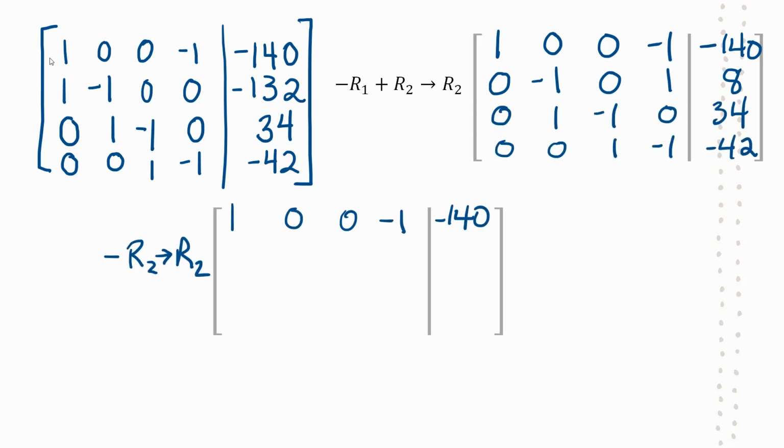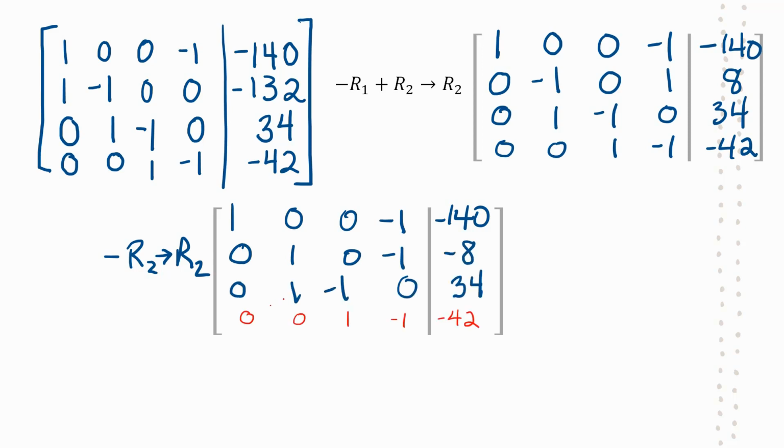So we want to have a positive 1 for that leading one in the second row. So we're just going to multiply the second row by negative 1 and make that our new row 2. So that would just be 0, positive 1, 0, negative 1, negative 8. We want to get rid of this 1 right here.